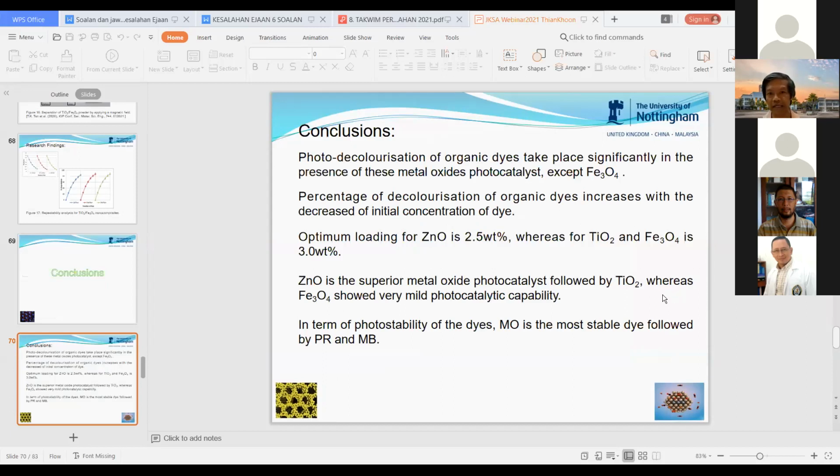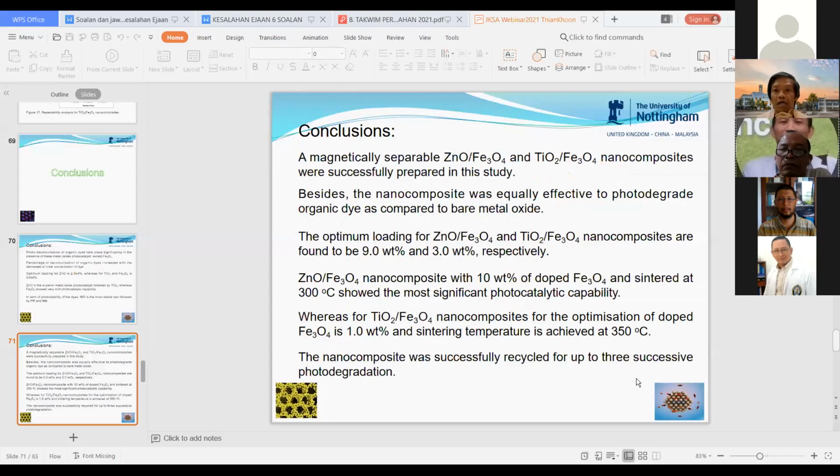We found that zinc oxide and titanium dioxide is really a good photocatalytic system, except the iron oxide, and we found the amount of loading: 2.5 weight% for zinc oxide and 3 weight% for the titanium and iron, as well as for the degradation of all the organic dyes. And of course our main study, as we said earlier, is to find out about the magnetic nanocomposite of zinc oxide and titanium dioxide.